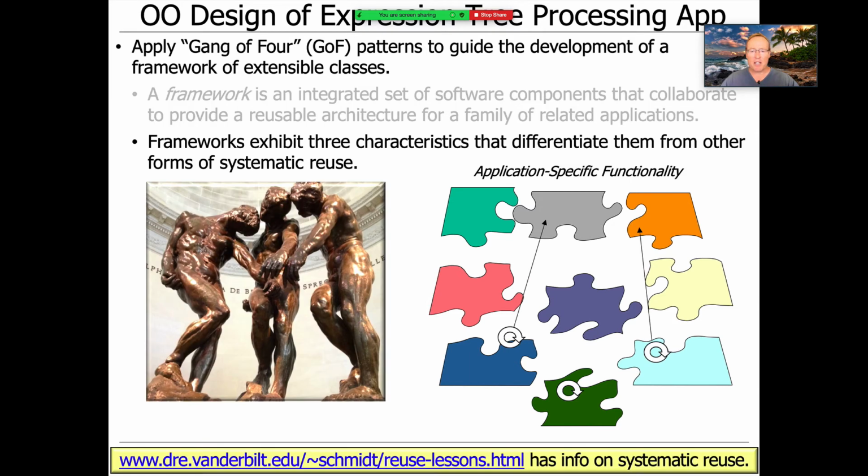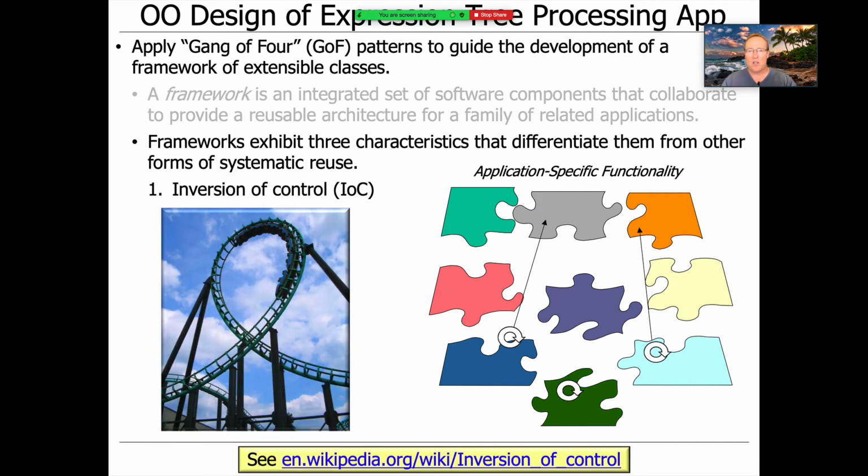So let's talk about some of the characteristics of a framework. There are three primary characteristics of a framework that differentiate frameworks from other forms of systematic reuse, such as a class library, such as the standard template library, which is really not a framework per se, it's more of a class library. And so let's talk about those three different categories of things. And by the way, if you look at the link at the bottom of this page, it also talks about these characteristics as well. So characteristic number one, inversion of control, or IOC.